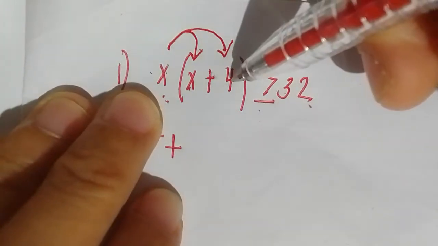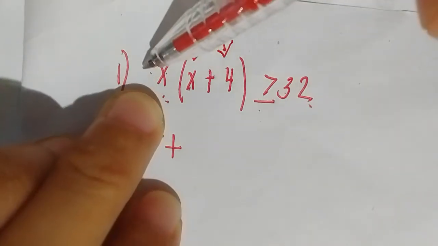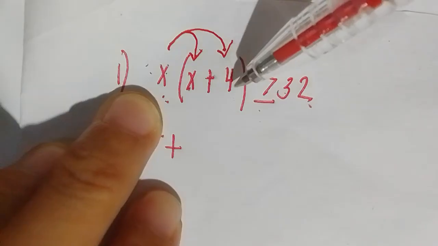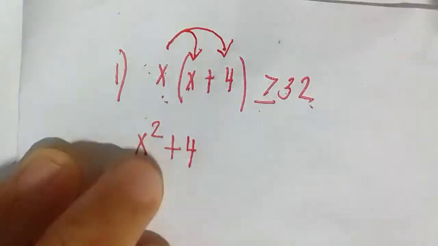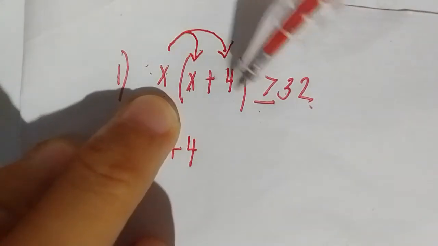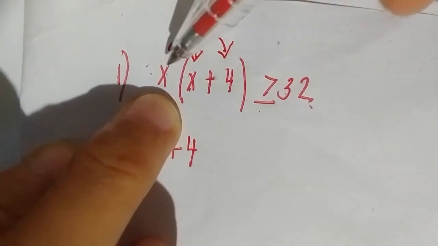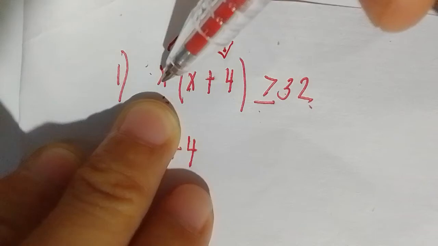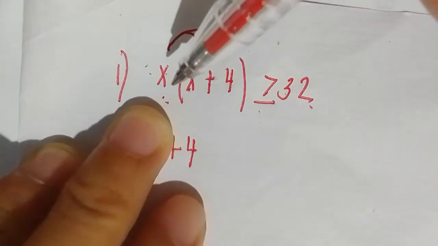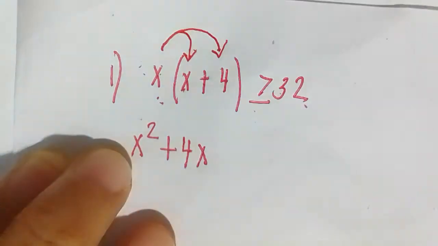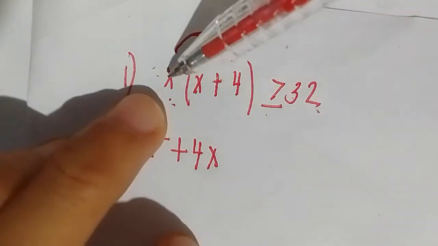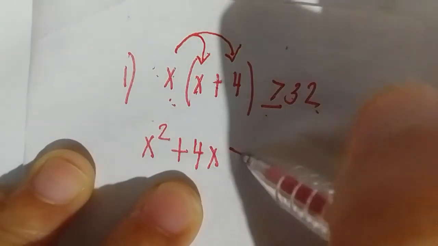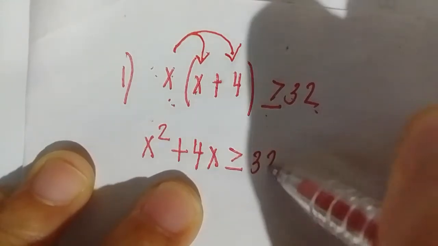x times 4, or let's do it step by step. Here is the coefficient, imaginary coefficient of 1 times 4 is 4. And of the two values being multiplied, one has the variable x, the other has none. So we should not leave the variable alone. We will copy it. It becomes 4x. x times 4 is 4x. Next, following the sign, greater than or equal to 32.